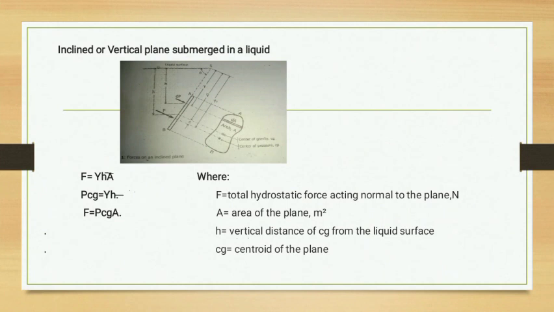So the formula that we use is force is equals to unit weight times bar H times area, or P CG is equals to unit weight times bar H, or force is equals to P CG times area. Where F is equals to the total hydrostatic force acting normal to the plane. A is the area of plane in meter squared. The bar H is equals to vertical distance of CG from the liquid surface, and the CG is the centroid of the plane.